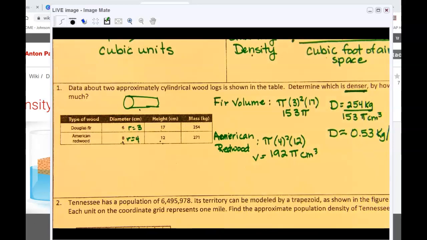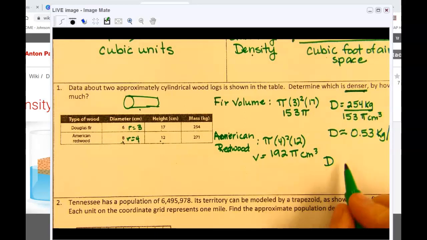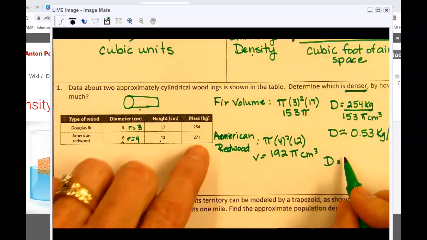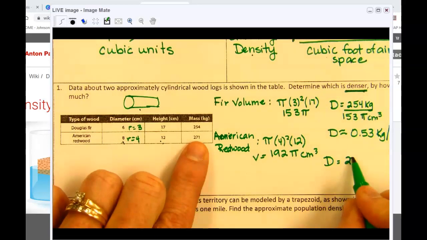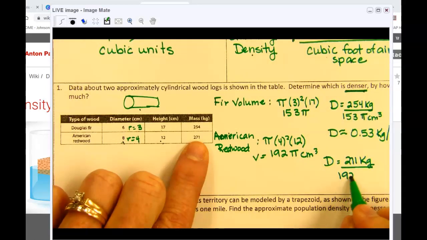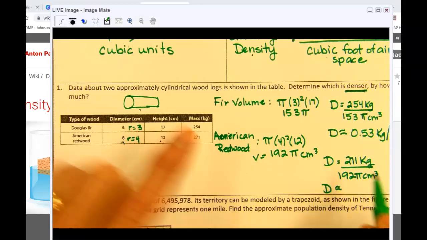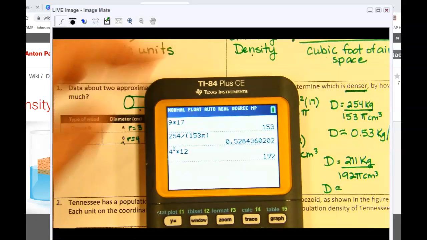So now, calculate the density for the American redwood. It is 271 kilograms divided by 192 pi cubic centimeters. So we are going to type that in on the calculator.